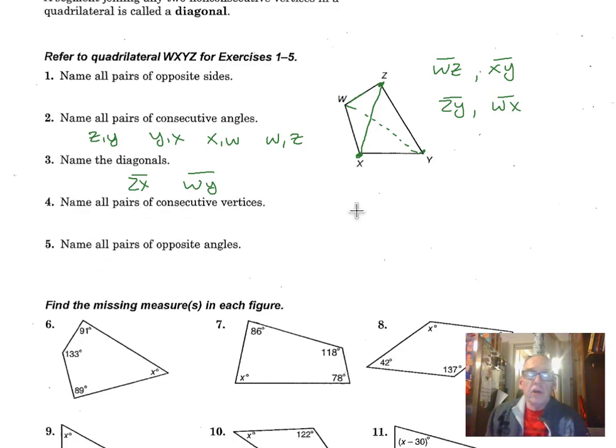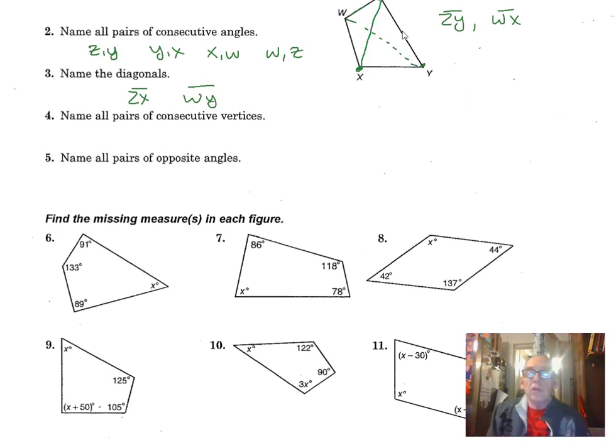Okay, name all pairs of consecutive vertices. So consecutive vertices are vertices one right after the other. So this is really just like the consecutive angles. So consecutive vertices, we have ZW, then we have WX, or we go the other way too. And then we could have XY, and then we could have YZ, or the other way around. Those are the consecutive vertices. Consecutive vertices, consecutive angles, sort of like the same thing.